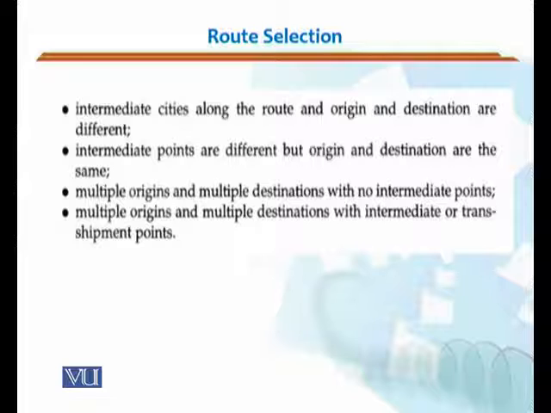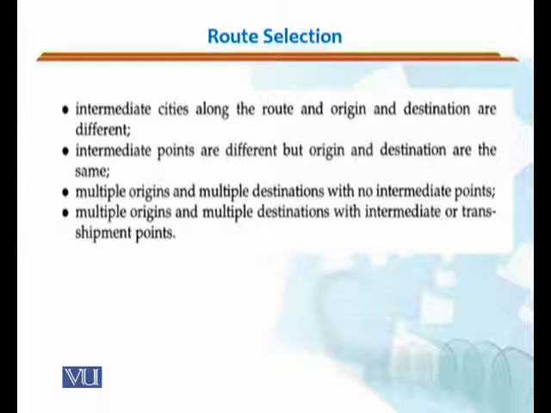Intermediate points are different, but origin and destinations are the same. This is the thing. Either your intermediate cities are different and your origin and destination could be the same, or your intermediate cities along the route and the origin and destinations are all different. So in one situation, the intermediate cities are different, origin is different, and destination is different. The other situation is intermediate cities are different, but origin and destination are the same.